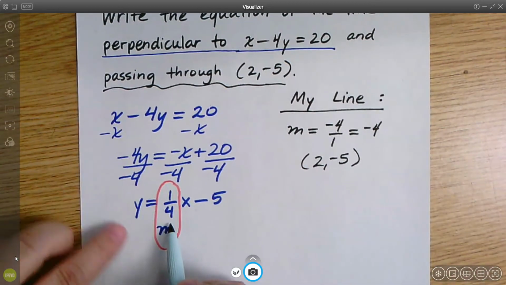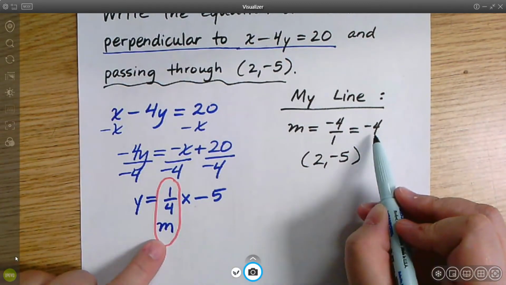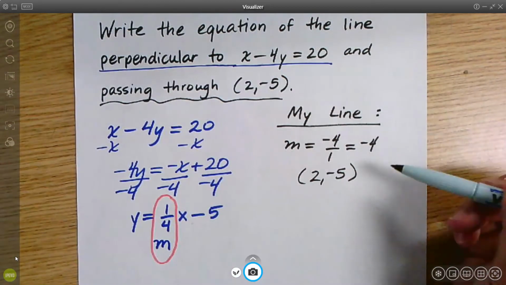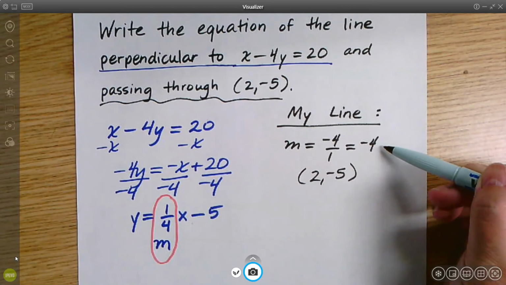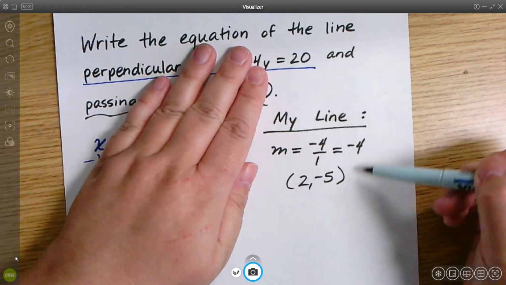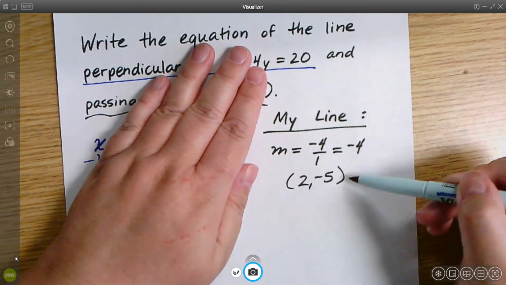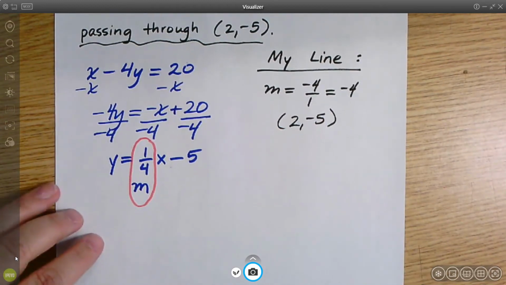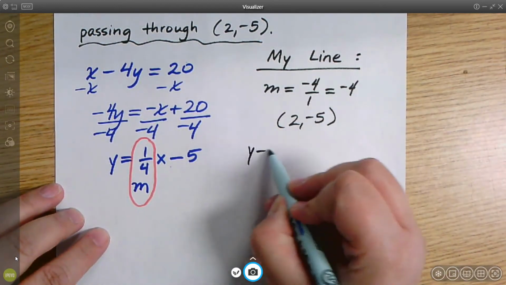As soon as I said my line has a slope of negative 4, I completely stopped caring about this other line at all. That's the only thing I need from this other line, is the slope. Now I don't care about it at all. I'm focused on finding the equation of a line with this slope that goes through this point. Let's do it in point slope form this time. Here is point slope form.